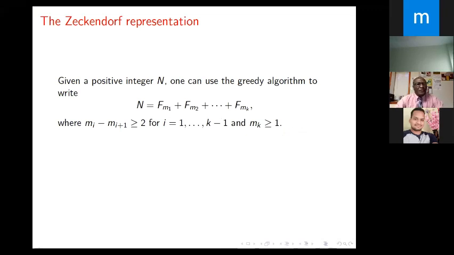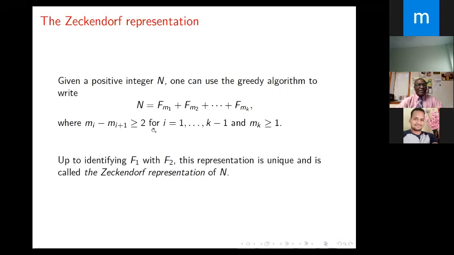For the proof, we started by looking at what we call the Zeckendorf representation. In fact, a number n would have the Zeckendorf representation with Fibonacci numbers if n can be written in this form. So it is a sum of k Fibonacci numbers with a condition here.